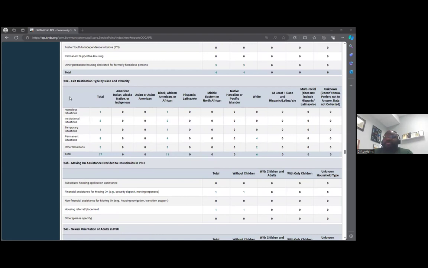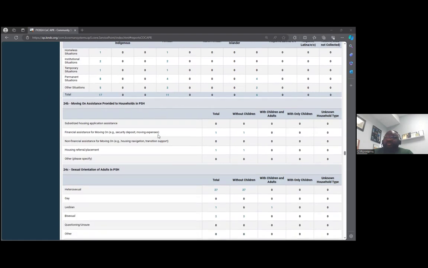23E is the exit destination type by race and ethnicity. This is new as well. It just separates the homeless situations, institutional, temporary, and permanent by race and ethnicity. 24B, from the workflow standpoint, is moving on assistance provided to households in PSH. So there's a subsidized housing application, financial assistance, non-financial assistance for moving on, the housing referral and placement, and then the other.